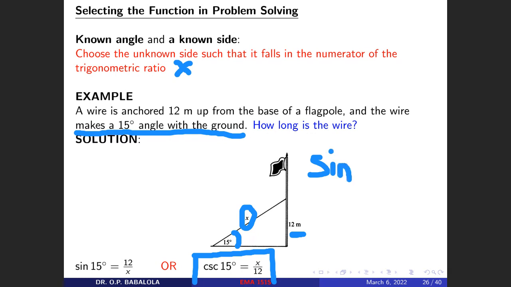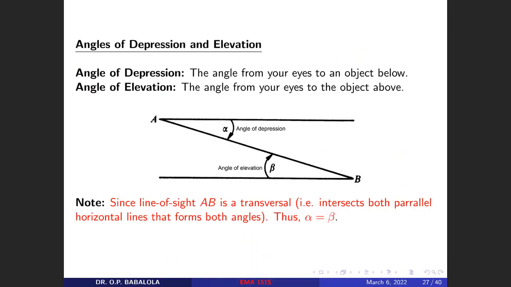So that would be sine 15, which we have here already, equal to 12 over x. All right, very easy and straightforward. Just pay attention to the information given and work with your trigonometric ratio. And with this now, you can solve for x easily. And a lot of you did that well. I'm happy about it. Then we go to the next slide.